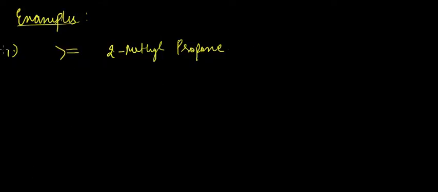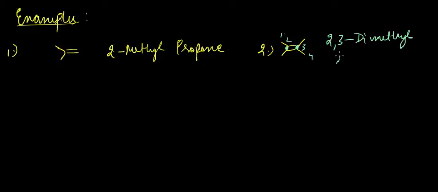Second example is you have to find the IUPAC name of this compound. We have something like this. So the IUPAC name of this compound would be, you have to select the longest carbon chain, and the longest carbon chain in this compound is 1, 2, 3 and 4. So at 2 and 3 position you can find methyl groups or locants attached. So the name would be 2,3-dimethylbut-2-ene. Okay, let's look at the third example where we have something like this.